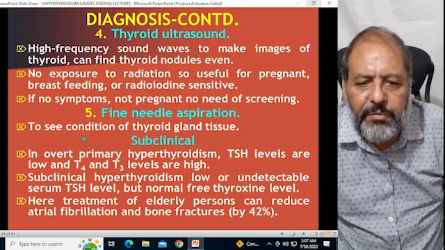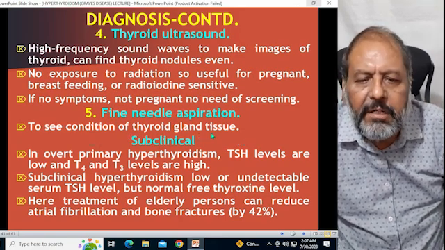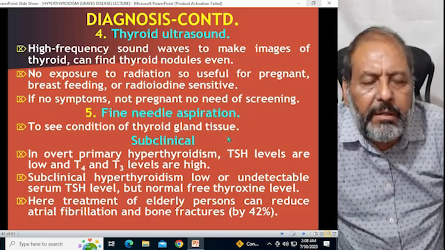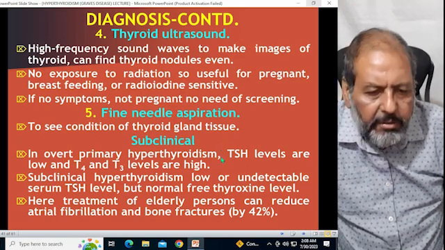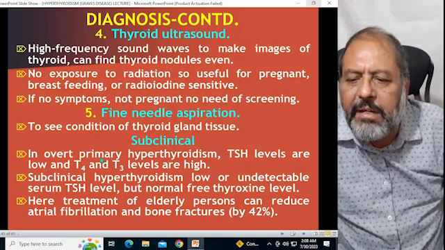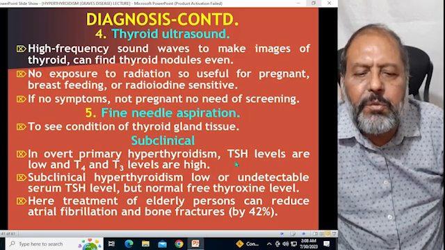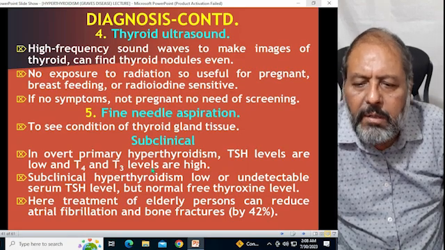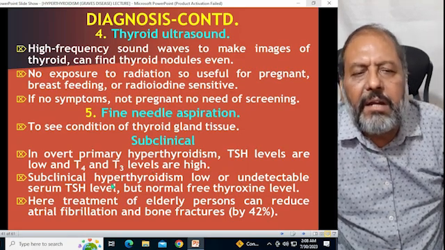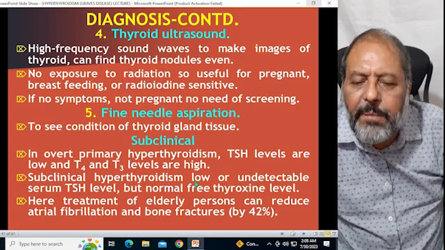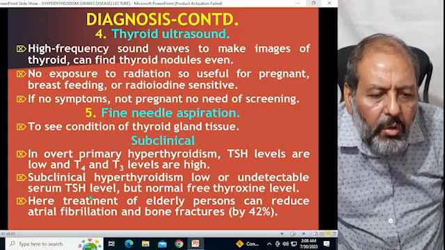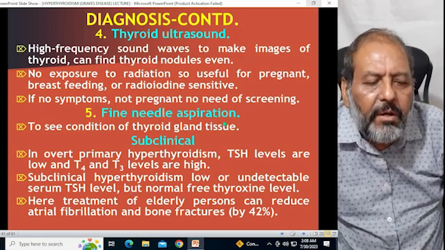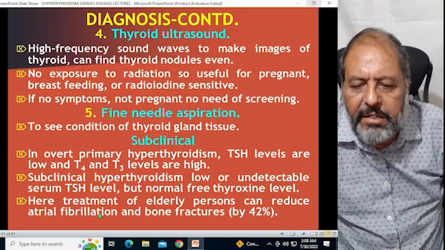The fifth parameter is fine needle aspiration, that is to see the condition of the thyroid gland tissue, whether it is going in which way: hypo, hyper or cancerous. In subclinical or overt, obvious primary hyperthyroidism, TSH levels are low and T4 and T3 levels are high. But in subclinical hyperthyroidism, there is a low or undetectable serum TSH level, but a normal free thyroxine level. So that is the difference.